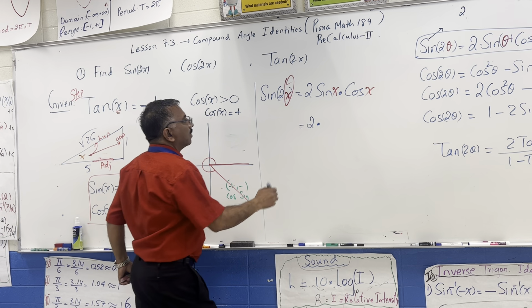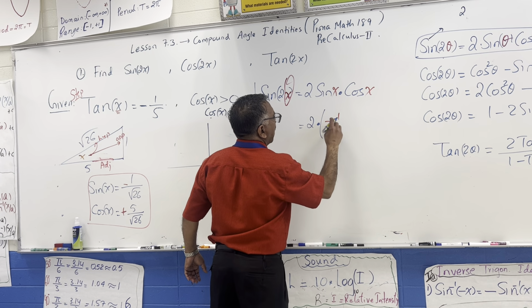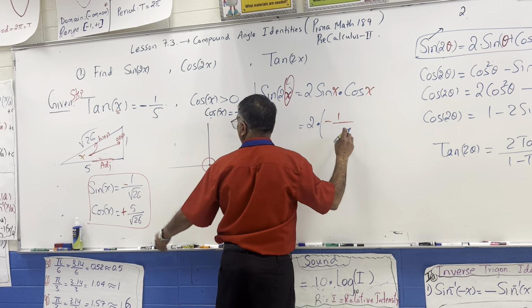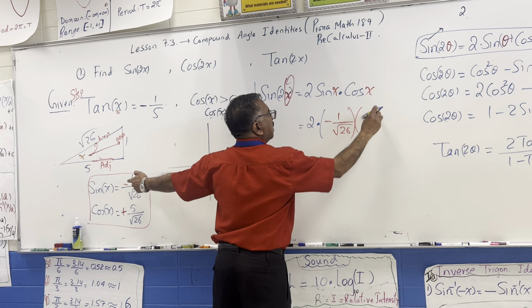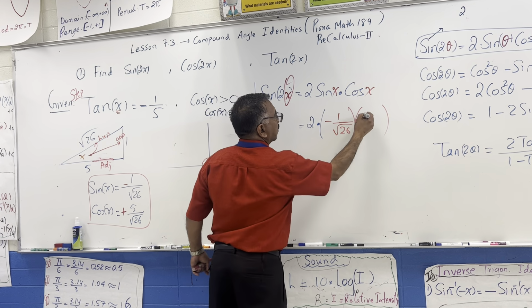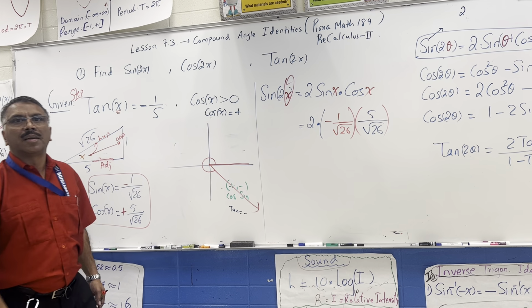So what is sine x? 1 over square root of 26. You mean to say negative 1, right? Oh yeah, negative 1 over square root of 26. And the other one? 5 over square root of 26. Which is 2 times negative 5. So simple.